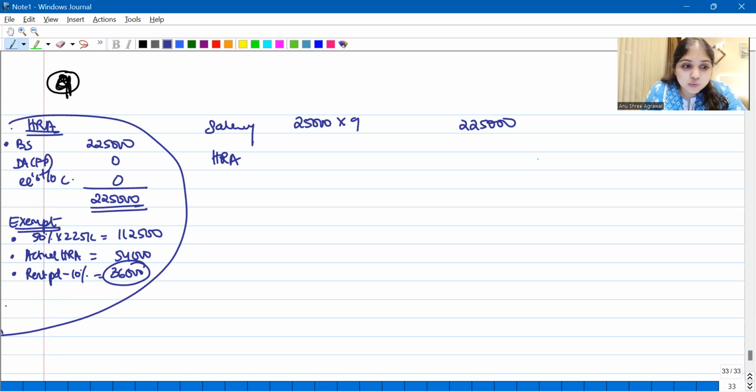Now this is exempt. So what is taxable? Received minus exempt, it's going to be taxable. I received 54,000, out of which 36,000 is exempt. So the balance 18,000, this is going to be my taxable HRA.